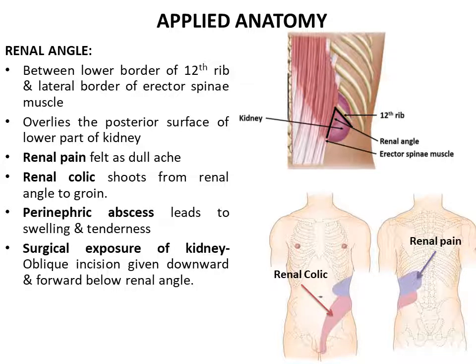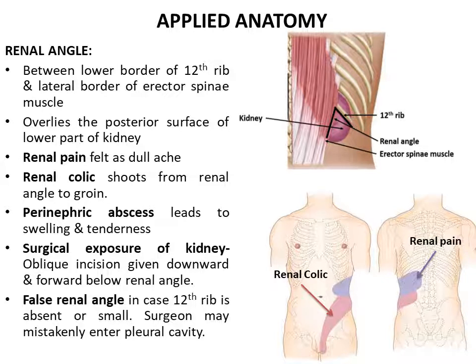The perinephric abscess may produce a swelling and cause tenderness in the region of the renal angle. The surgical approach to the kidney posteriorly or retroperitoneally is done through an oblique incision which starts in the renal angle and extends downwards and forwards.